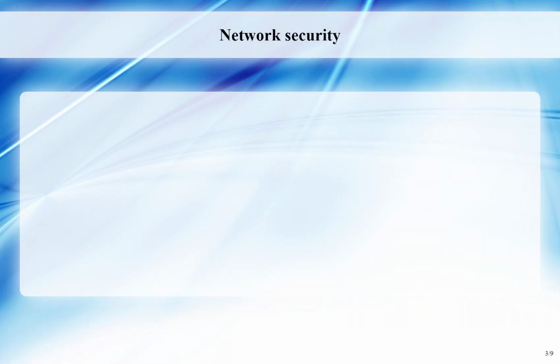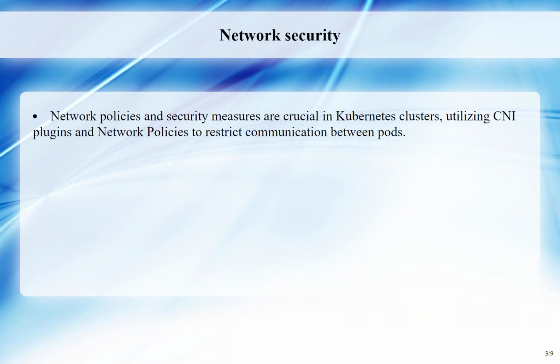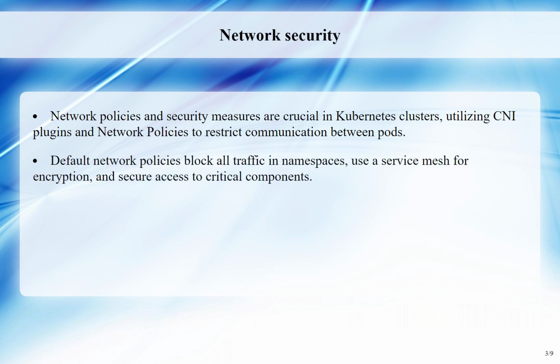Network security. The text discusses the importance of network policies and security measures within a Kubernetes cluster. It mentions that CNI plugins can be used to restrict network resources that pods can communicate with, with network policies being a common method for defining these rules. Default network policies are set to block all egress and ingress traffic within each namespace, adopting an allow list approach to ensure all workloads are accounted for.